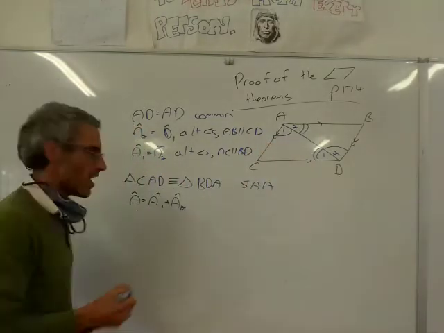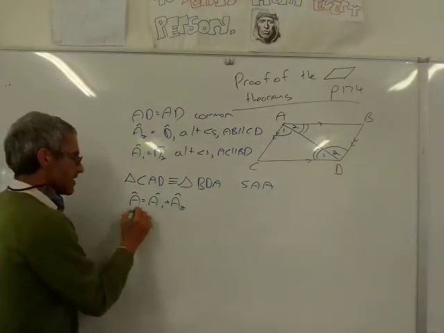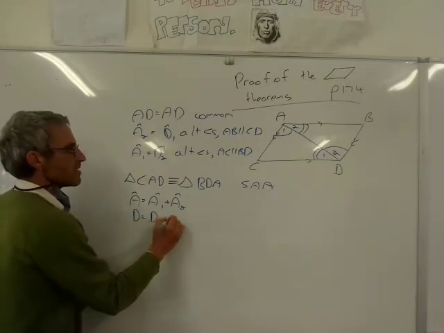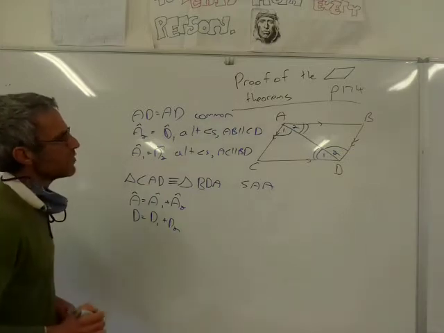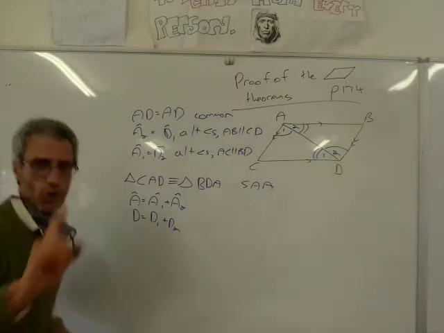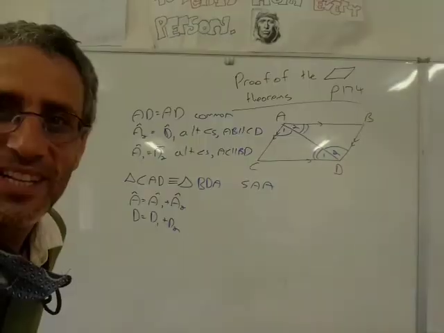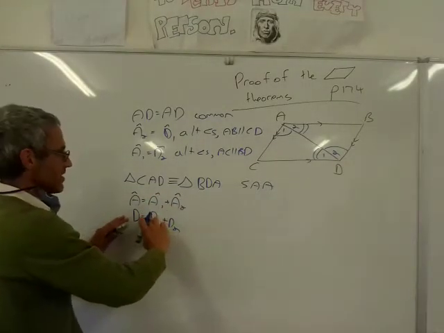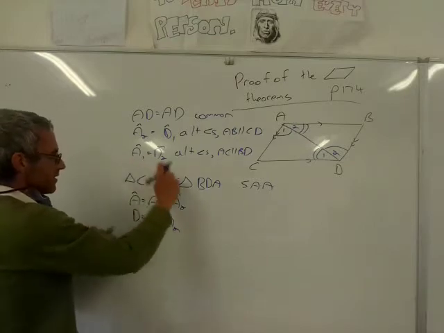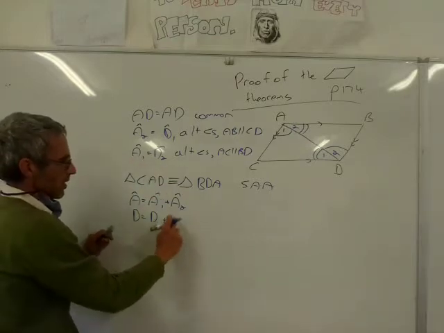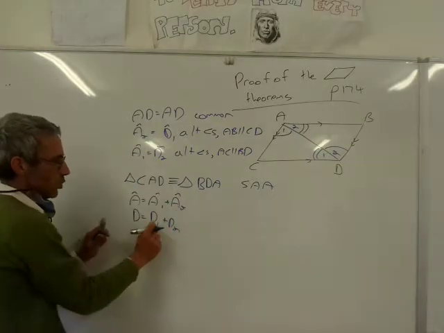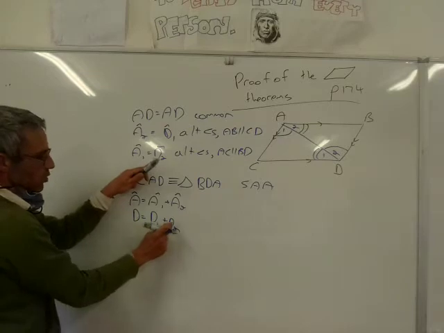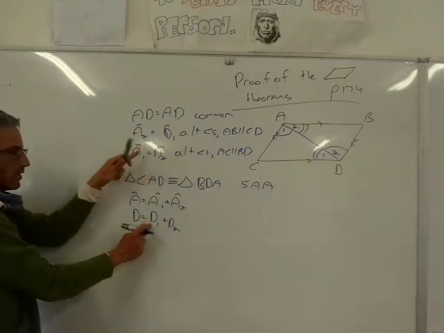Obviously A is made out of A1 and A2. And angle D is equal to D1 plus D2. Okay, so angle A and angle D. Now, if I know that A1 is equal to D2 and A2 is equal to D1, you see I've proved that. A1 is equal to D2 and A2 is equal to D1.